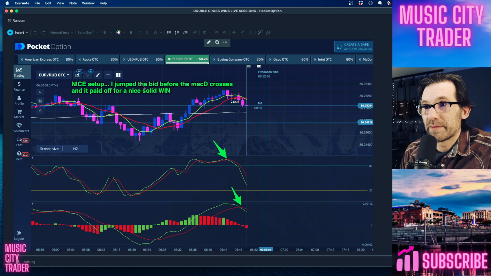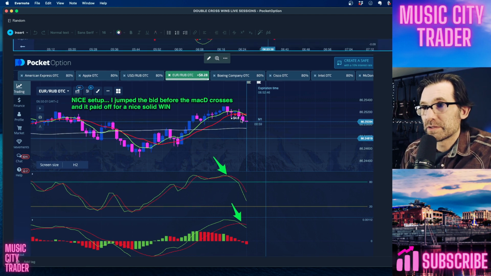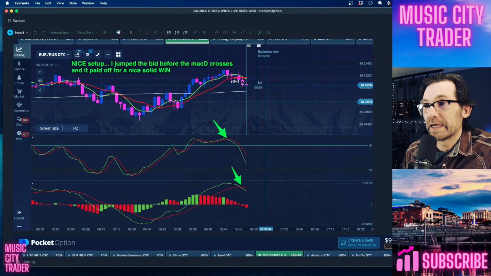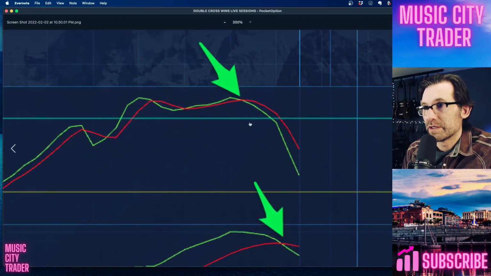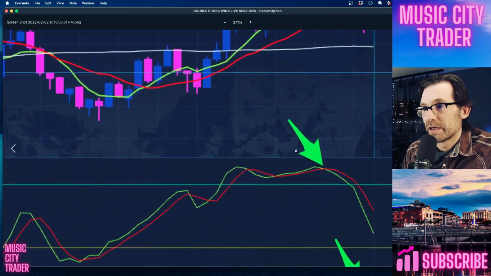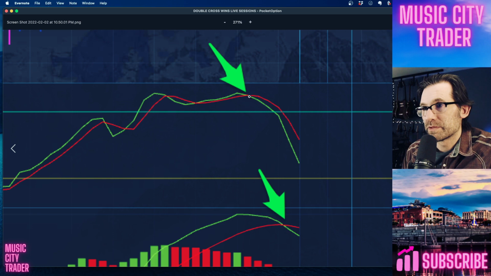Again, here's a nice setup. I jumped the bid before the MACD crossed, and it paid off for a nice solid win. So this one, I jumped the bid here. I really felt like this was going to go down. It started going down here. The MACD started crooking here, and I took my bid. Another big win. So you can see that the crosses here were a little bit early. This was crossed here, and then it crooked and started to cross.